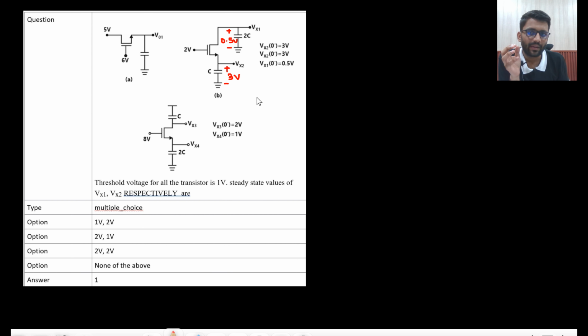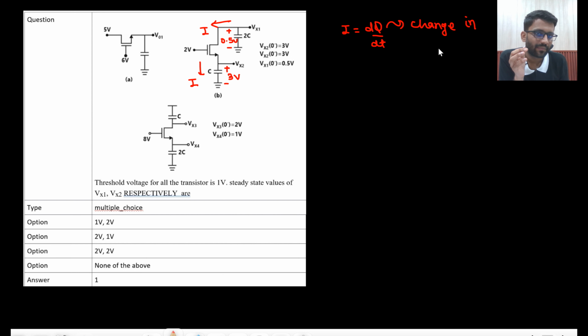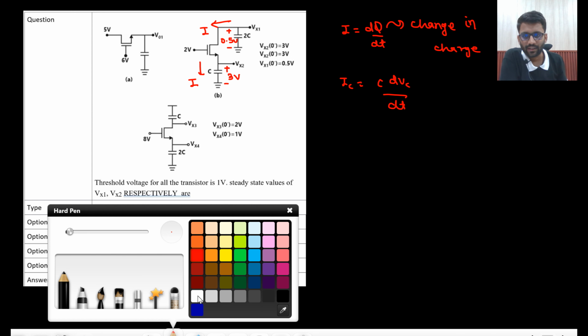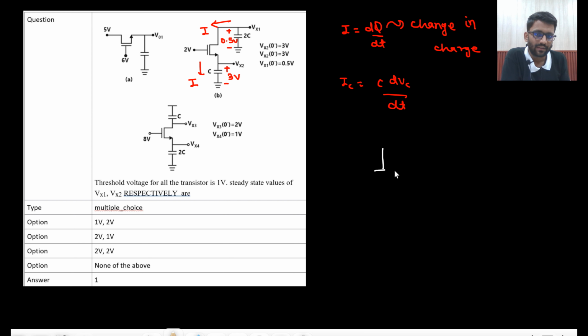Okay. So tell me one thing. In the whole circuit, the same current will flow, right? I is the same. If I is the same, then what is I? I is dq by dt. Then the change in charge will be the same. For the capacitor, what is I? That is C dVc by dt, right? So this C into dVc would be the same, right? C into dVc would be the same. Let me make the circuit now. This is the second circuit.